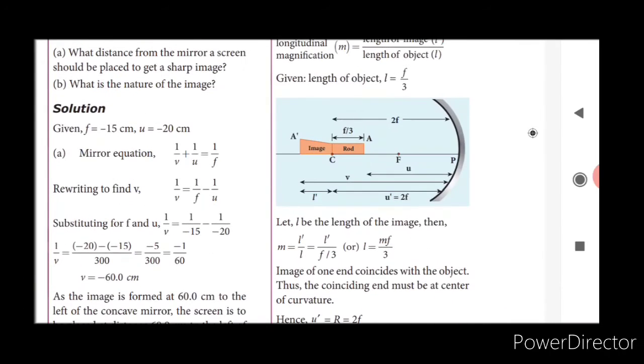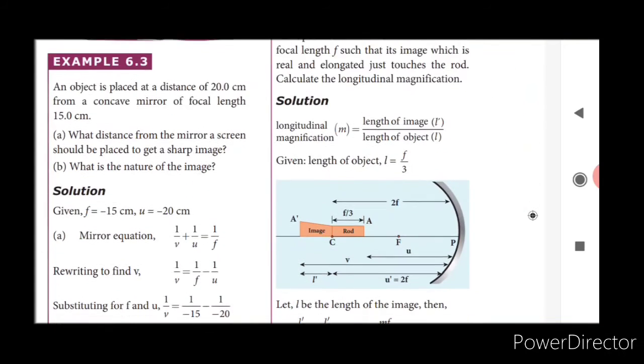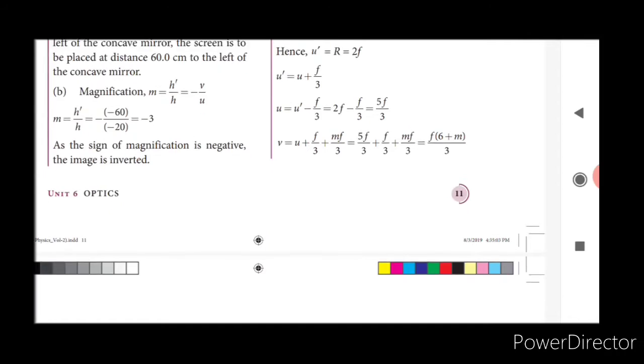The mirror equation formula is 1 by v plus 1 by u equal to 1 by f. Okay, remember that mirror equation formula: 1 by f, focal length, equal to 1 by v plus 1 by u. I'll teach you on the board.